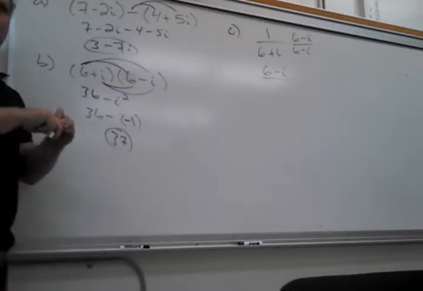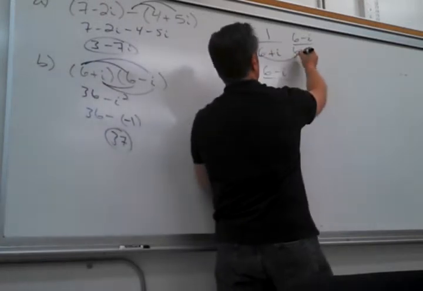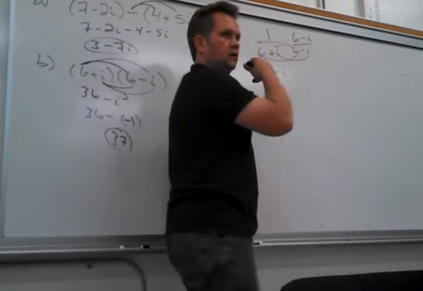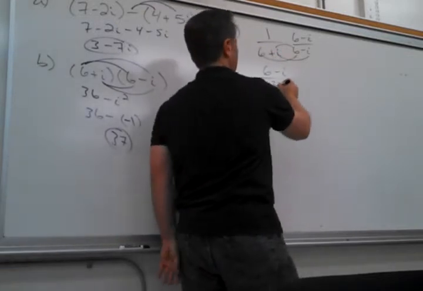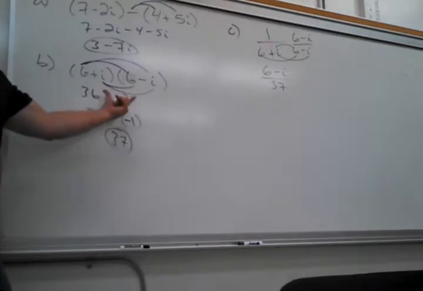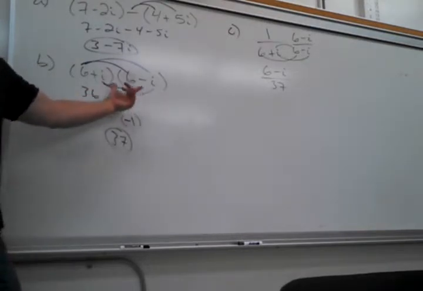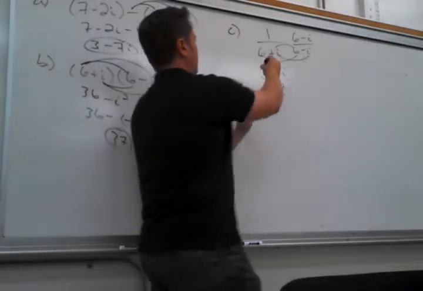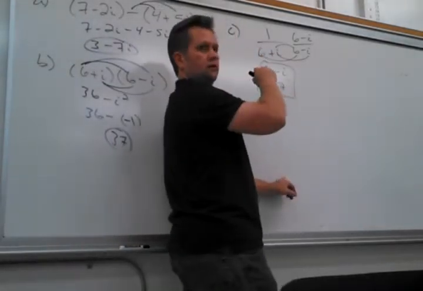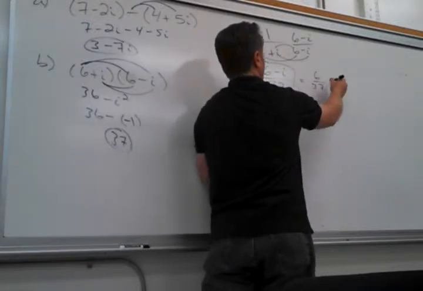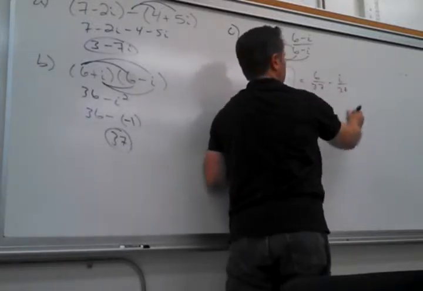Right? Well, 6 times 6 is 36. Then cancel, and then minus negative 1, plus 1. 37. But if you didn't know that, you would just FOIL and do it. But we just happen to already have done that. And I could write this. Now, this is fine. If you stop right there, I'm okay with it. But if you go one more step, 6 over 37 minus i over 37.